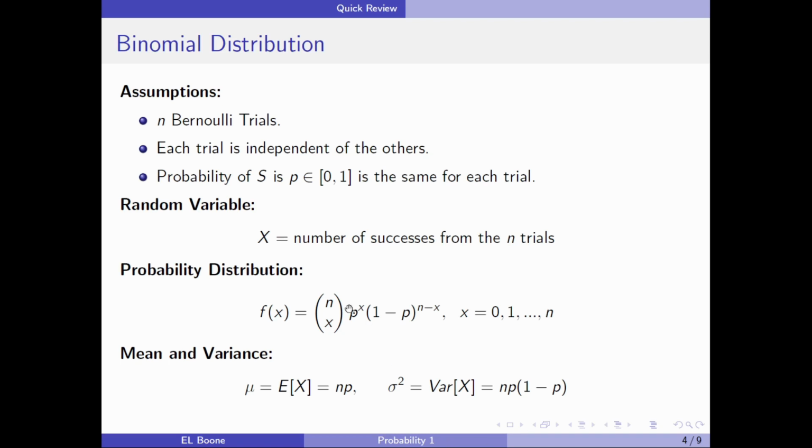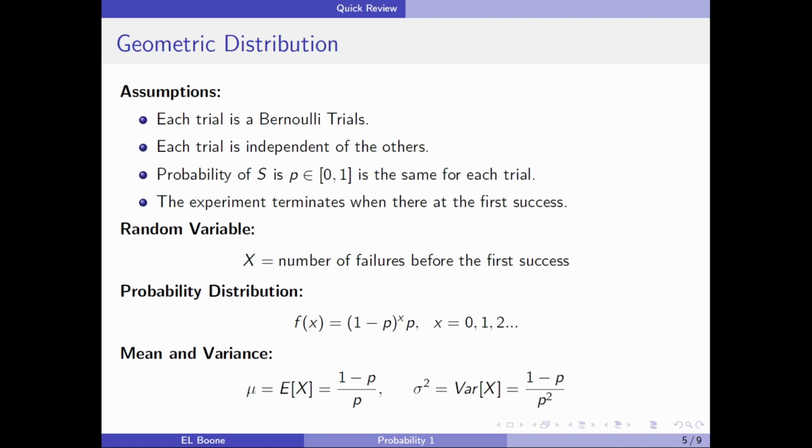Okay, the probability distribution is the one we've seen before. Notice it has 0 in its domain here. Just remember that you could get 0 successes. The mean is n times p, and the variance is n times p times 1 minus p.